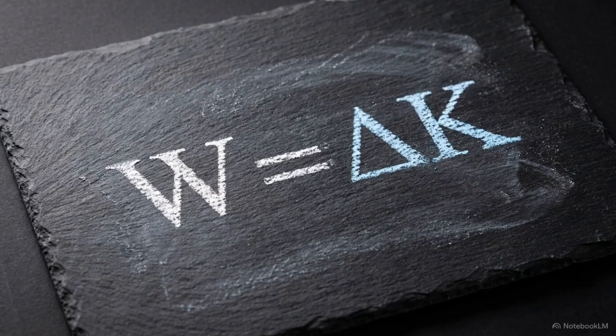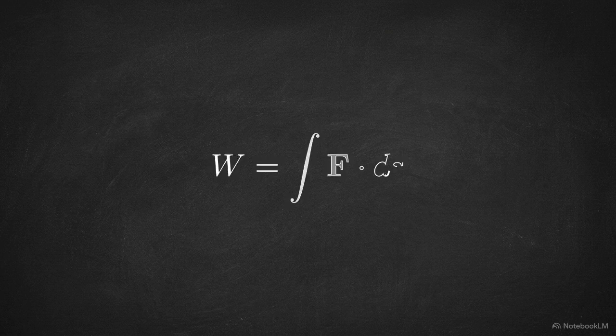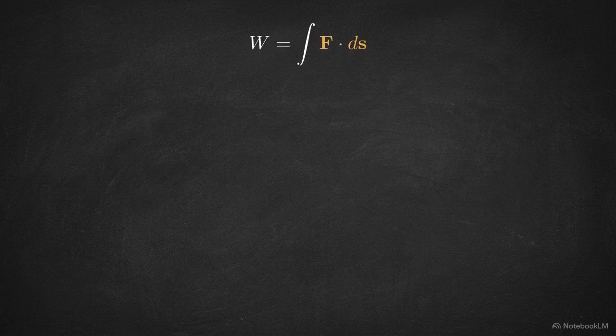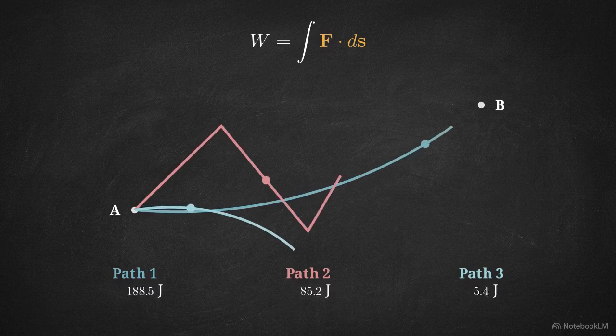We accomplish this mapping using the work-energy theorem. This principle states that the total work done by all forces on a system exactly equals its change in kinetic energy. Mathematically, work is defined as the integral of the dot product of force and displacement. The dot product is critical here because it indicates that the total work done depends on the specific path the object takes relative to the force.